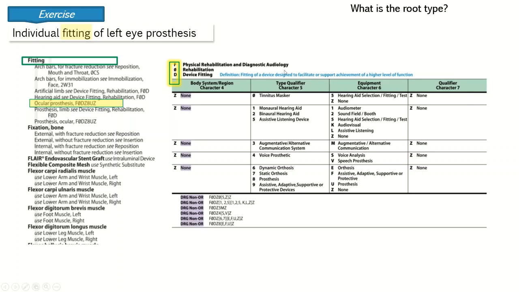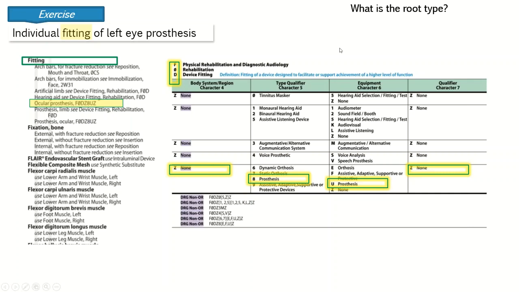Physical rehabilitation and diagnostic audiology, rehabilitation, device fitting. The definition is fitting of a device designed to facilitate or support achievement of a higher level of function. All right, I think that's about right. Now, our fourth character, body system region, shall be Z for none. That's all we have. Our fifth character will be prosthesis. That's in our documentation. Our sixth character, prosthesis as well, U. And our final character will be Z.